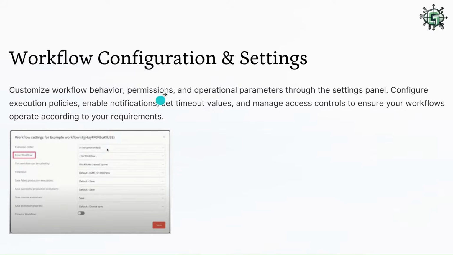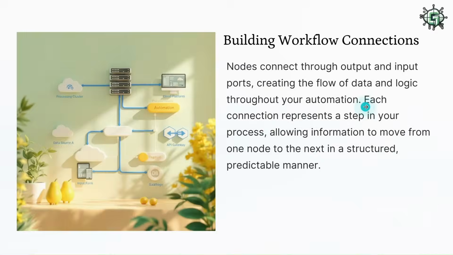Here are workflow configuration and settings. You can customize workflows with settings like execution policies, notifications, timeouts, update times, and access controls. Settings ensure workflows run exactly as we predict. Now, building workflow connections. As we have discussed, nodes connect through input and output ports, creating the flow of data and logic. Each connection represents a step in your process, ensuring information moves predictably, however we build the blocks.